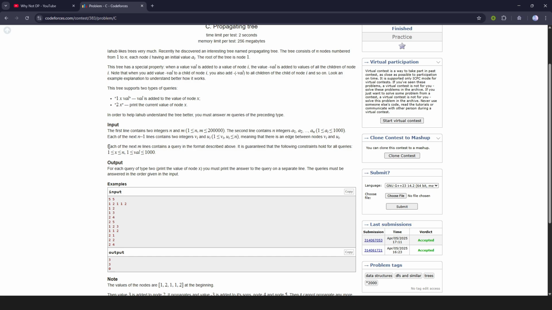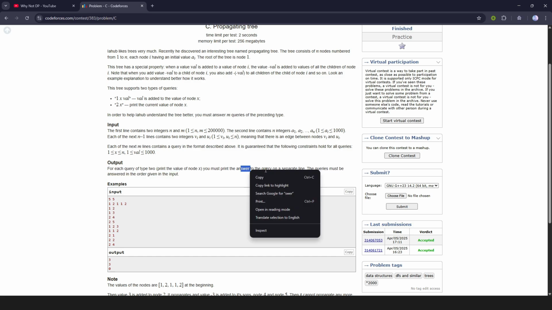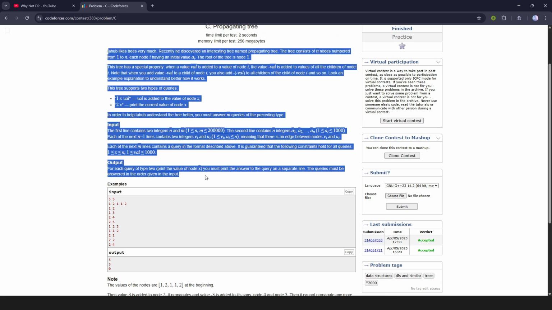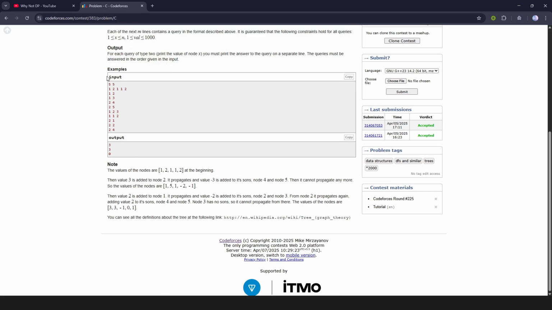Then each of the next m lines contains a query in the format described above. That is, we will be given either one type or the other. If we are given the second type of query, then we have to print the current value of node x, and for each query of type 2, we print the answer on a separate line. This is the problem given, and this is the given example here.